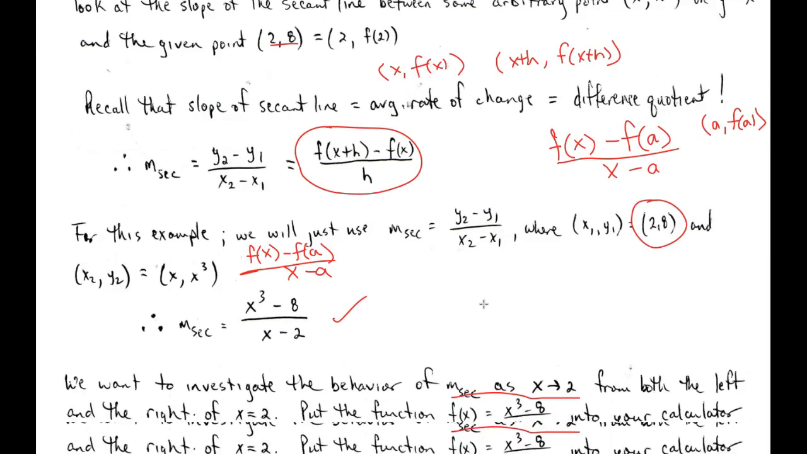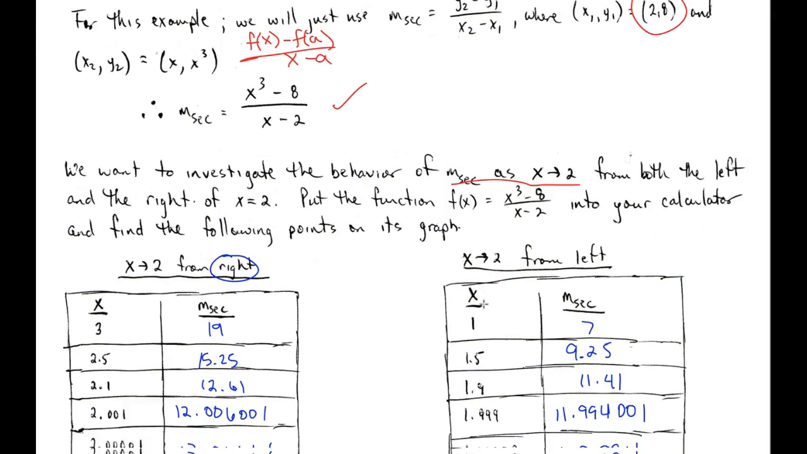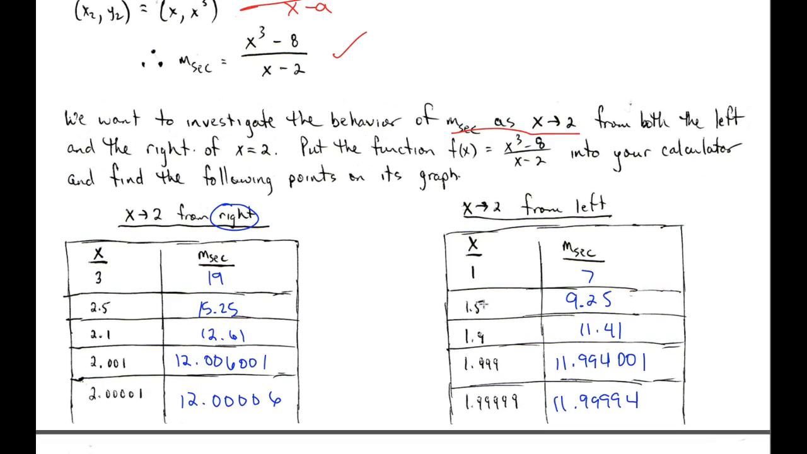So empirically speaking, we can see that the slope of our tangent line should be going to 12, okay? And so if it looks like that, then of course we could just use that and the point 2,8 to be able to find out what the equation of the tangent line would be.